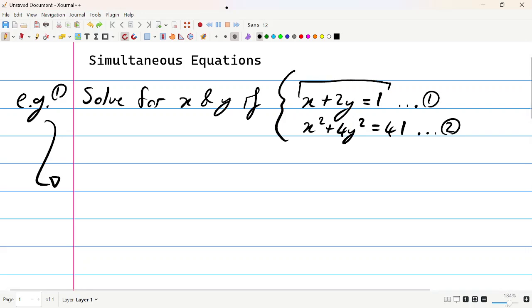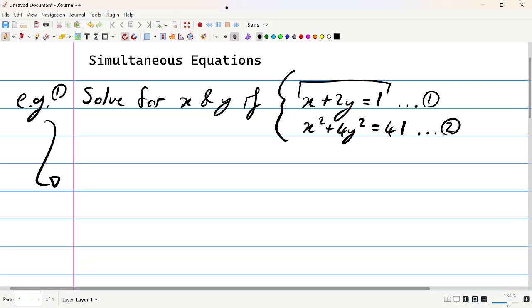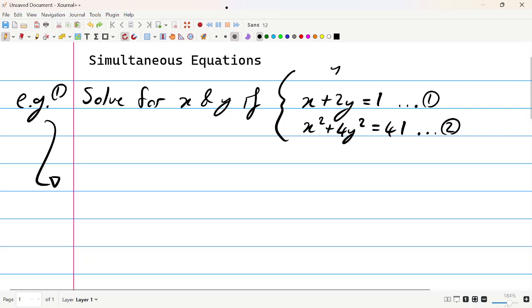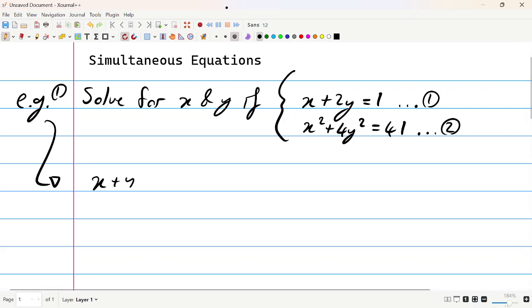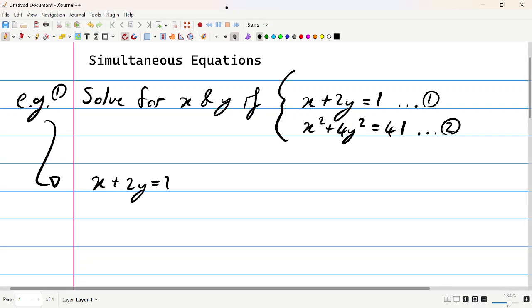For number 1, I would recommend either letting x be the subject of the formula, meaning in the form of x equals dot dot dot, or you would go in the form of y is equal to something else where y is the subject of the formula. Which one is easier? Well, clearly because x is just on its own, it's easier to do that. So therefore, what we'll say is that x plus 2y equals 1 will actually be written as, let me write underneath each other, x is equal to, we just take the 2y over, or we minus both sides by 2y, such that we have 1 minus 2y. And there we go.